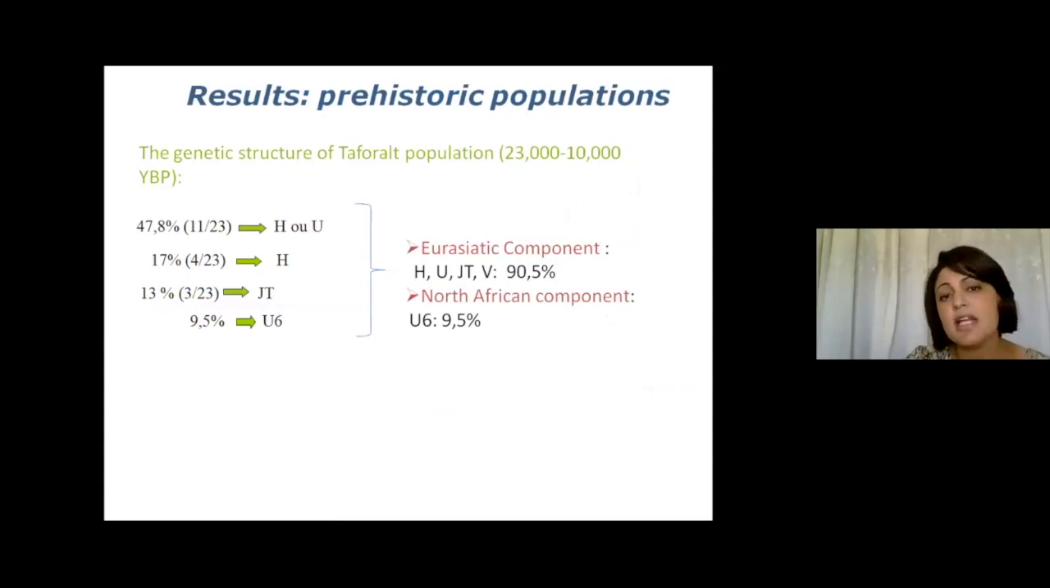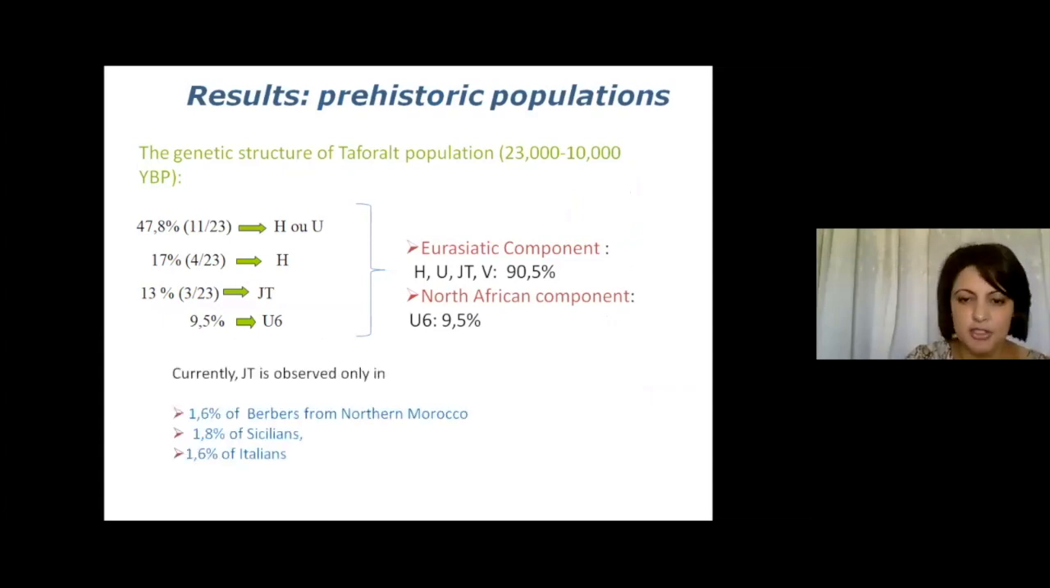The genetic structure of Taforalt population is composed of 2 components, the Eurasiatic component and the North African component. And so we can see the absence of the Sub-Saharan African component observed in the current population. It is also important to note that GT is a very rare haplogroup currently. It's only observed in Berbers from northern Morocco, in Sicilian and in other Italian populations.